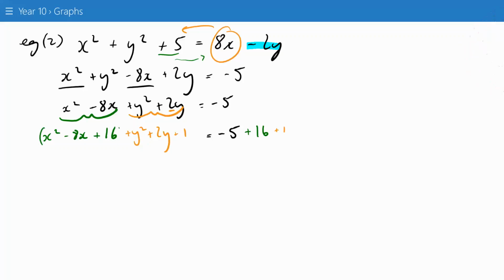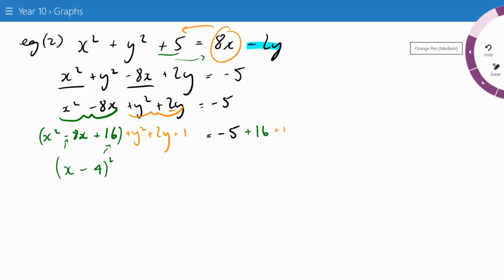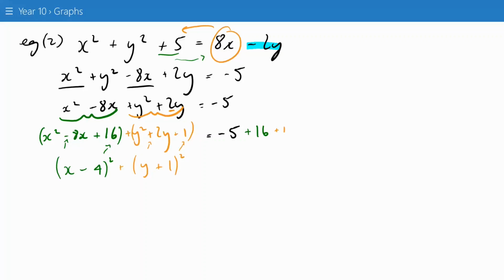Let's factorize this. So this becomes x, there's a minus here, minus, what squared gives me 16? 4. Let's look at the orange. Factorize this, plus y, there's a plus here, so it's just plus 1 squared is 1. Equals minus 5 plus 16 is plus 11. 11 plus 1 is 12.